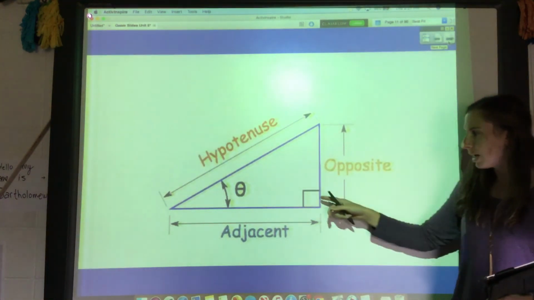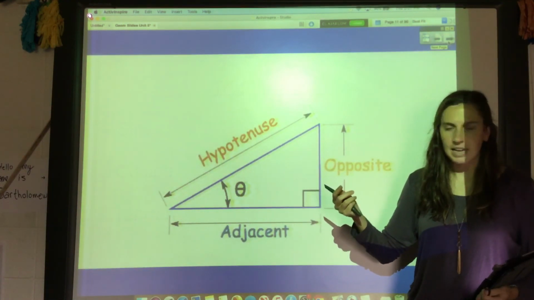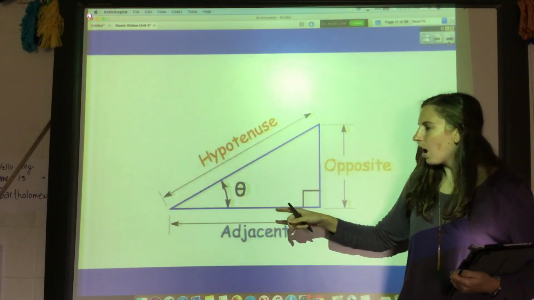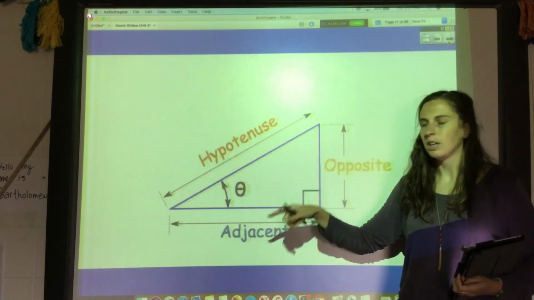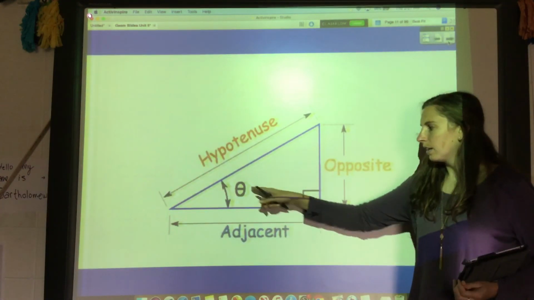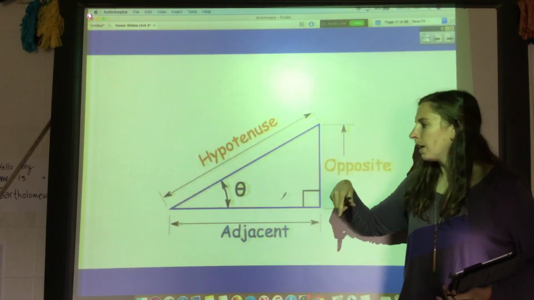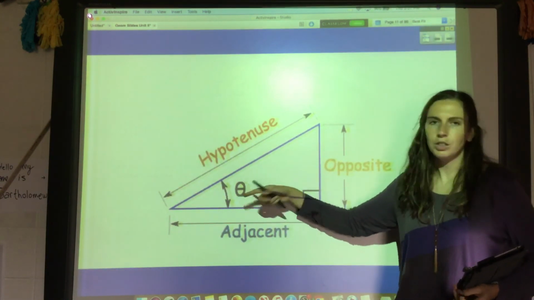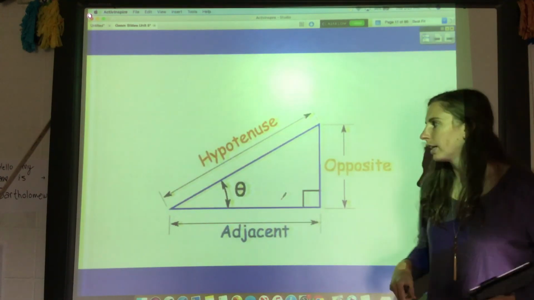You know how usually in algebra we use x for missing things? Oftentimes we use this symbol right here for missing angles. It's called theta, it's the Greek symbol theta, a little circle with a line through it. Usually it's kind of squiggly. You can use x if you want, but this theta is just representing a missing angle here.